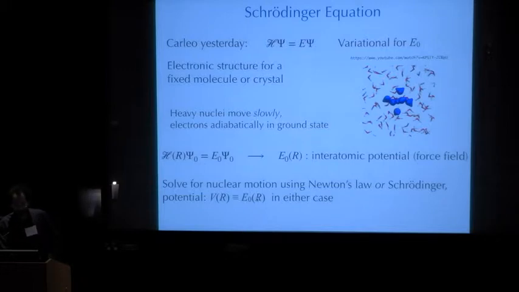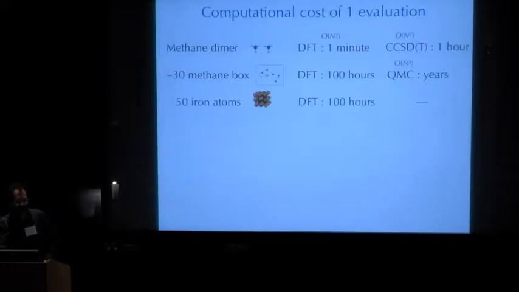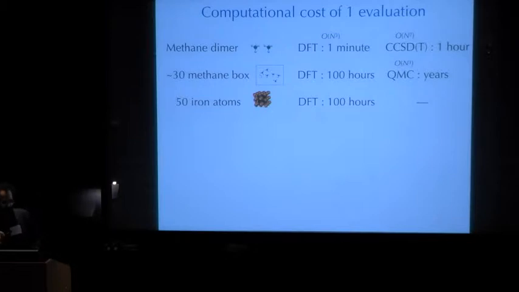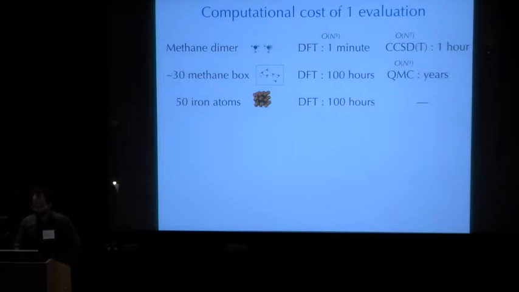So let me just show you again a little glimpse of how expensive it is to get this E0 of R for a given set of nuclear positions. So I'm showing you the cost of a single evaluation for a bunch of different systems. So if you take a methane dimer, which will be later one of my examples, and you do something called density functional theory, which is one flavor of one approximation to the Schrödinger equation, it will take you 1 minute on a single core. All these numbers are for single core, single CPU, and it scales as n cubed. So if you take 30 methanes in a box, it will take you 100 hours.